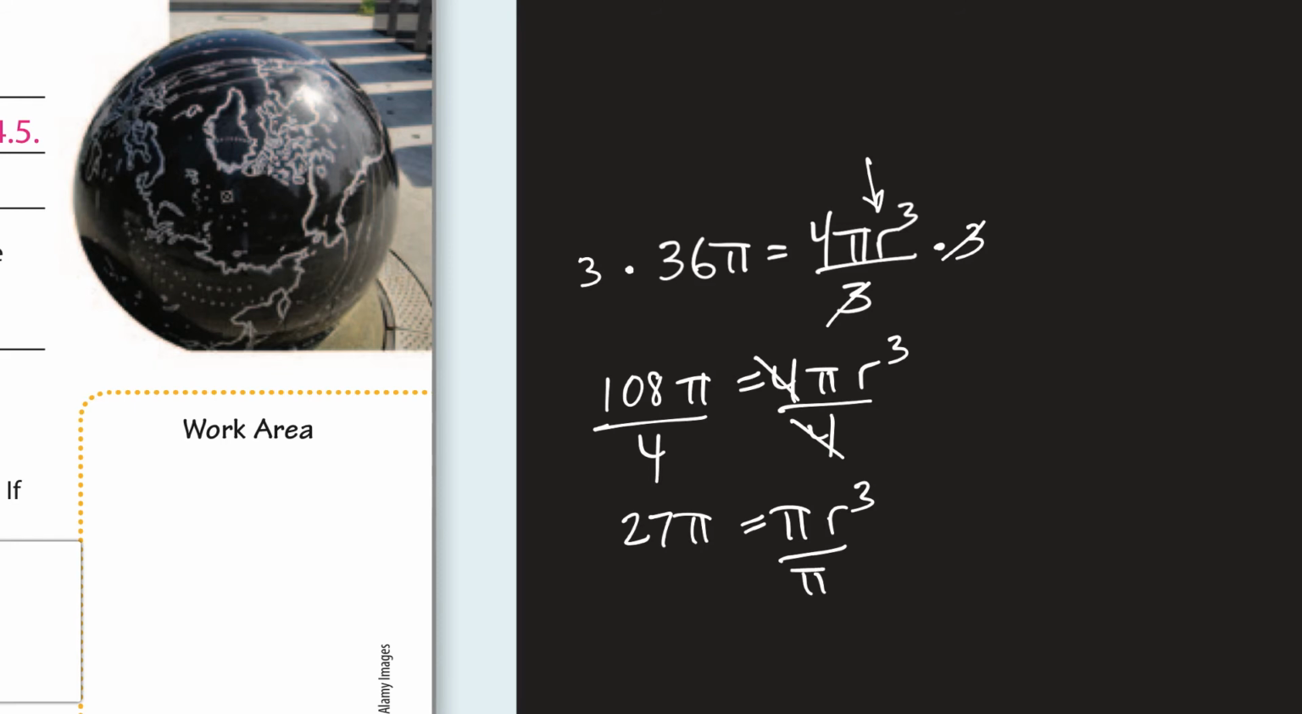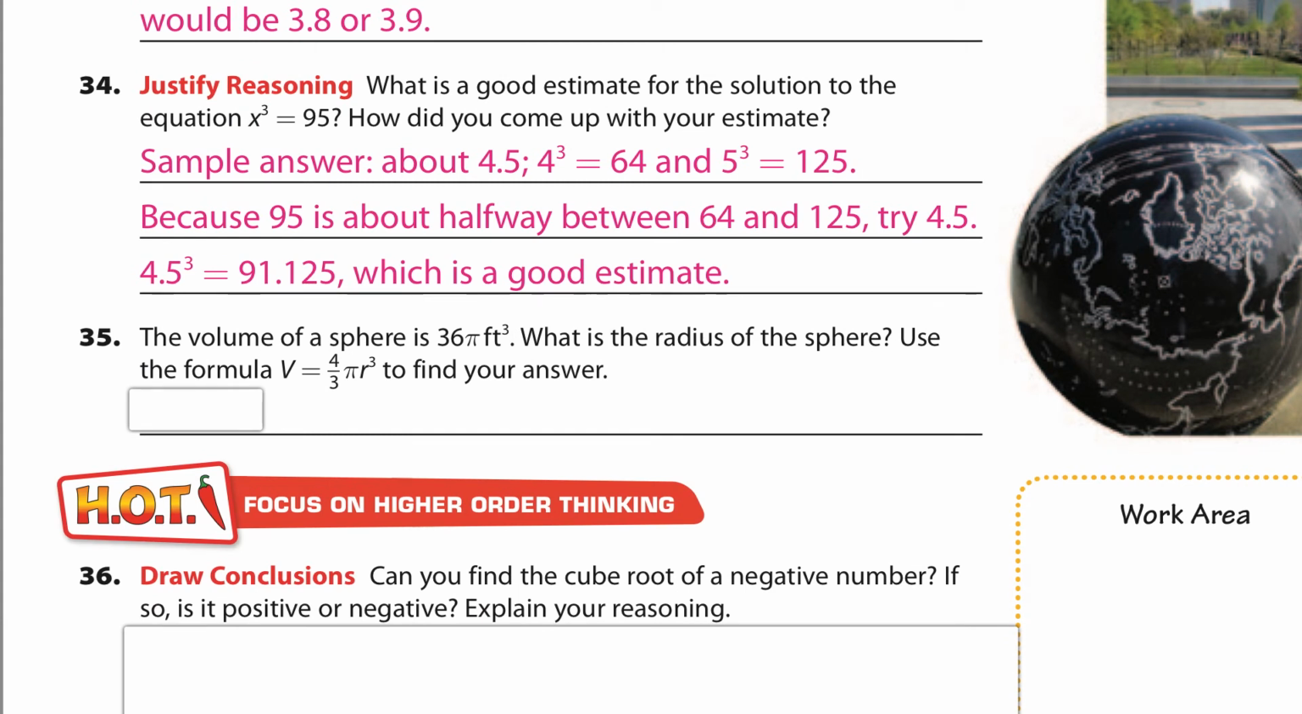I divide both sides by pi, and I get 27 is equal to the radius cubed. So what number to the third power is 27? Well, that's 3. So the radius is equal to 3. And there you go, that is our answer right here. 3 feet.